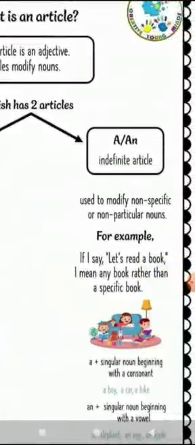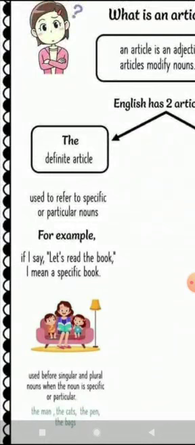Indefinite articles are used to modify non-specific or non-particular nouns, which means without specific or without any particular things. For example, if I say let's read a book, here I mean any book rather than a specific book. Here we do not mention a particular name of the book or the title. But the definite article is used to refer to specific or particular nouns. For example, if I say let us read the book, I mean a specific book. Here we have to mention some name or title of the book.